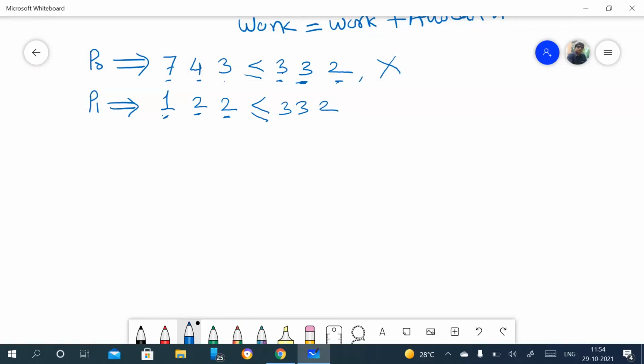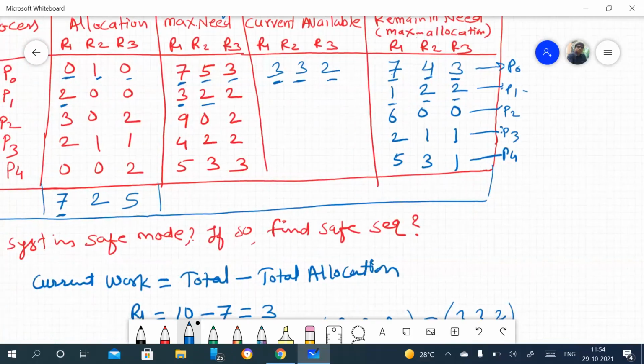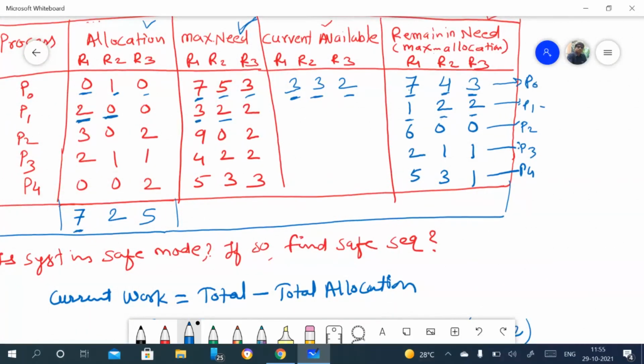right? So this will complete. And once this process is complete, then whatever resources it is holding, you can see here, this 2, 0, and 0. So these resources will be released by this P1, right? You can see here this 2, 0, and 0. So these resources will be released by P1 because it has completed its execution.